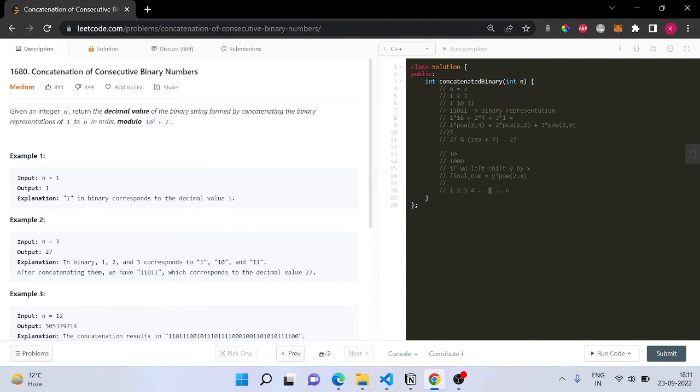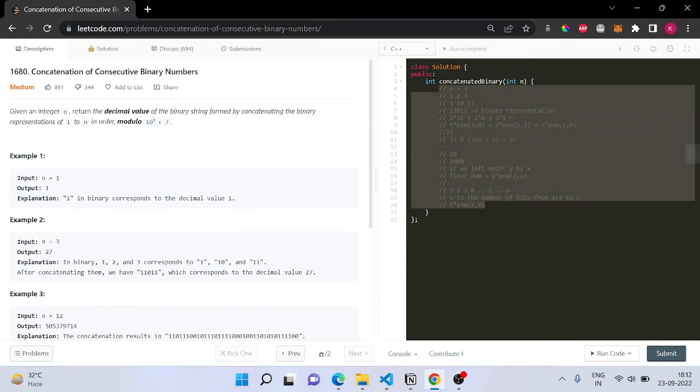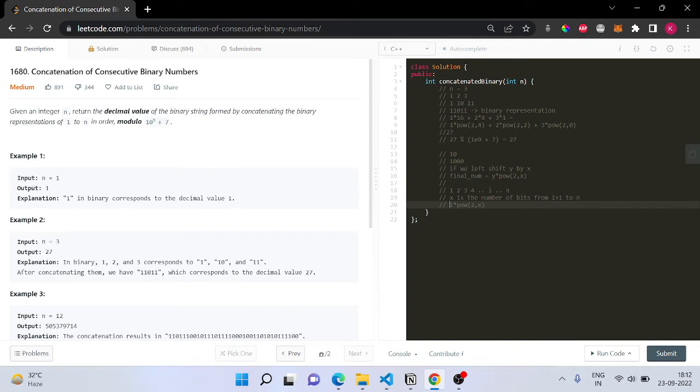Now let's suppose I am currently at the ith number, right? So let's suppose x is the number of bits from i plus 1 to n. So the contribution of i will be i times 2 to the power x, right? I hope it makes sense to you. And we just need to do this summation over all i, right?